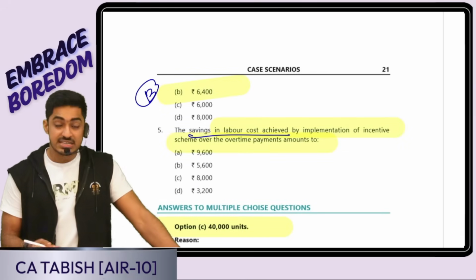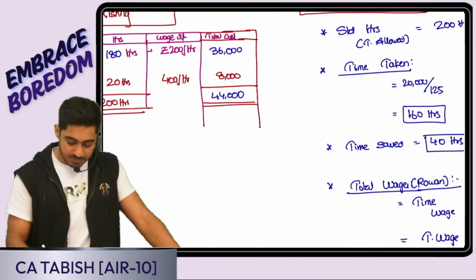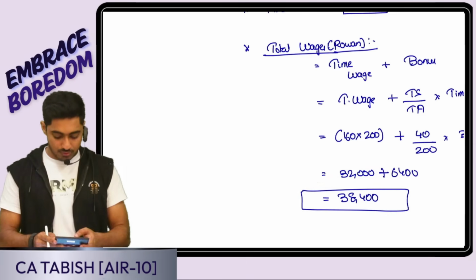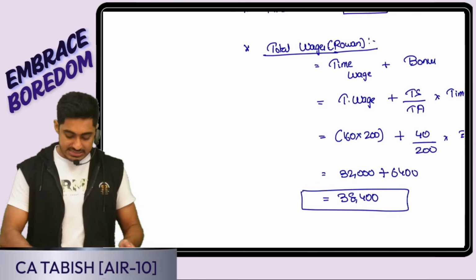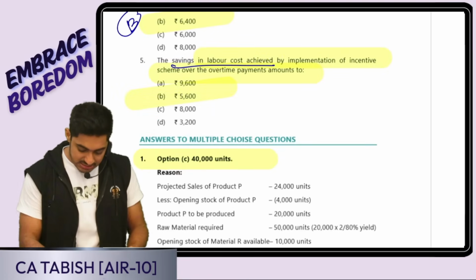Okay. Savings in labor cost. Tell me, as per traditional method, how much was I paying? 44,000. Now as per Rowan, I am paying 38,400. So 44,000 minus 38,400, yes, 5,600 I am saving. Yes or no? Option B, 5,600 I am saving.